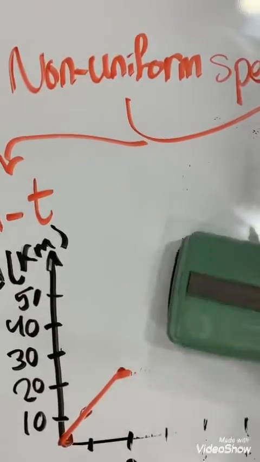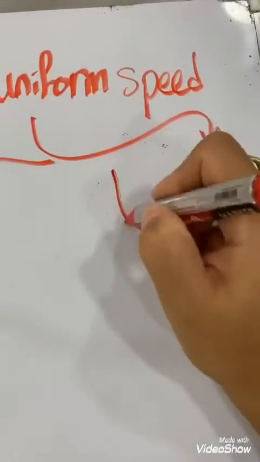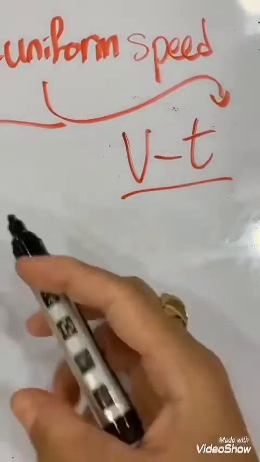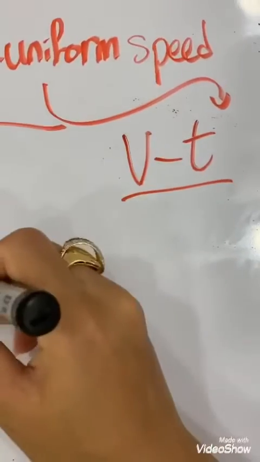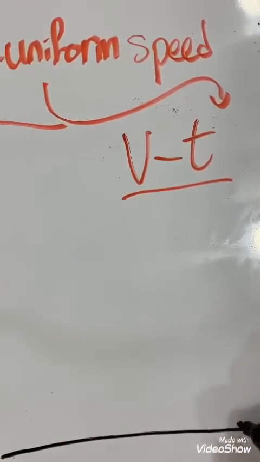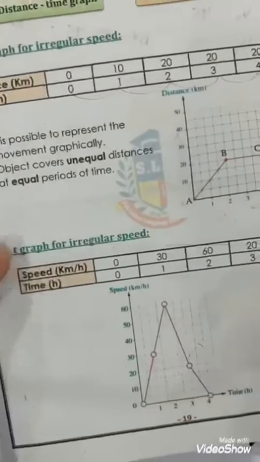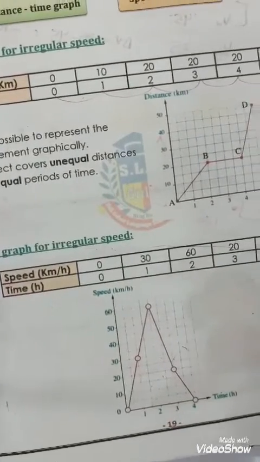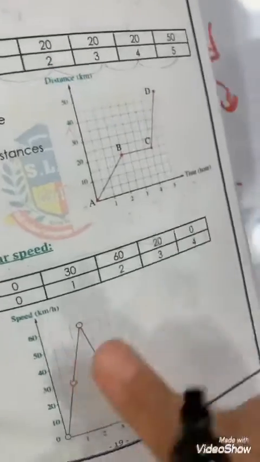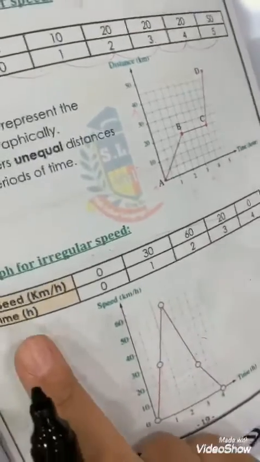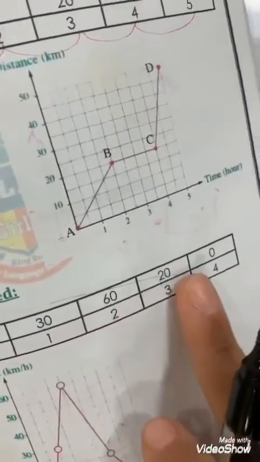Let's draw number 2, which is the speed time graph. The speed time graph for irregular speed. Let's draw it. Let's see the table first. Look here. VT graph for irregular speed. Speed in kilometer per hour was 0, then 30, then 60, 20, then 0 again. The time in hours was 0, 1, 2, 3, and 4.